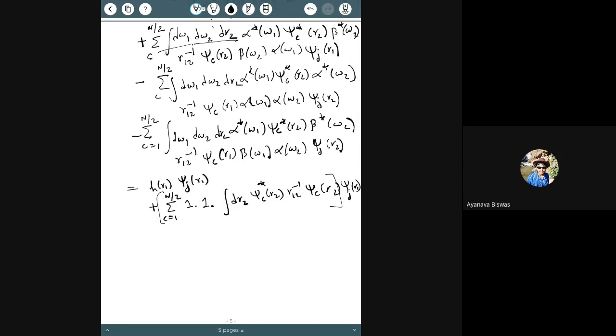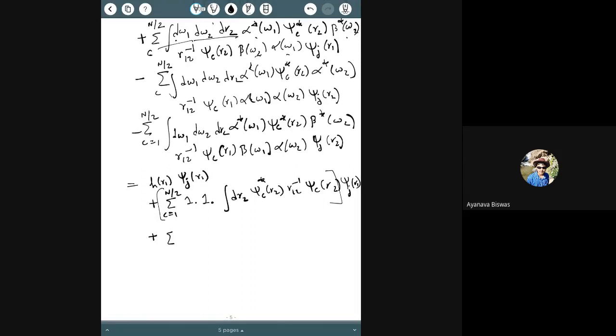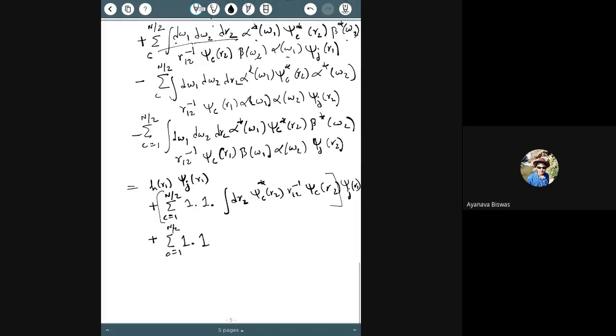Similarly, let's look at the second one. For omega 1, you have alpha star omega 1, alpha omega 1, that is 1. Then for omega 2, the terms which depend on it are beta star omega 2, beta omega 2, so that is also 1. So no problem. So you have 1, 1, and what is left is integration dr2 psi c star r2 r1 to inverse psi c r2 psi j r1. Now this is my new Coulomb operator.